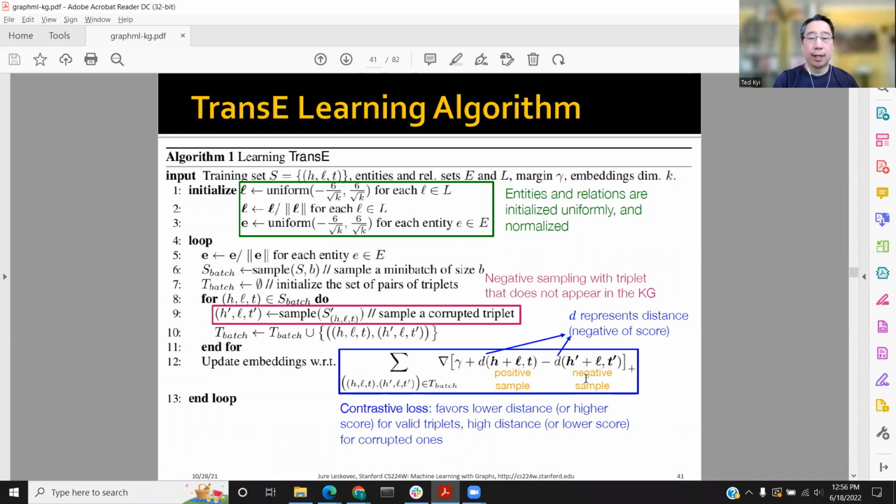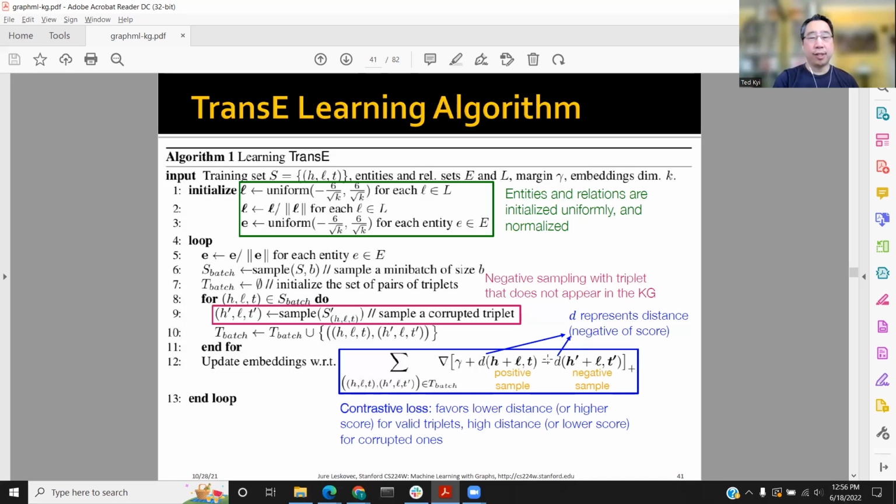And so basically what is going to end up happening here is, because they're doing this max with 0 thing, that anytime your positive example is at least gamma closer to 0 than your negative example, or more, then your loss is going to be 0.